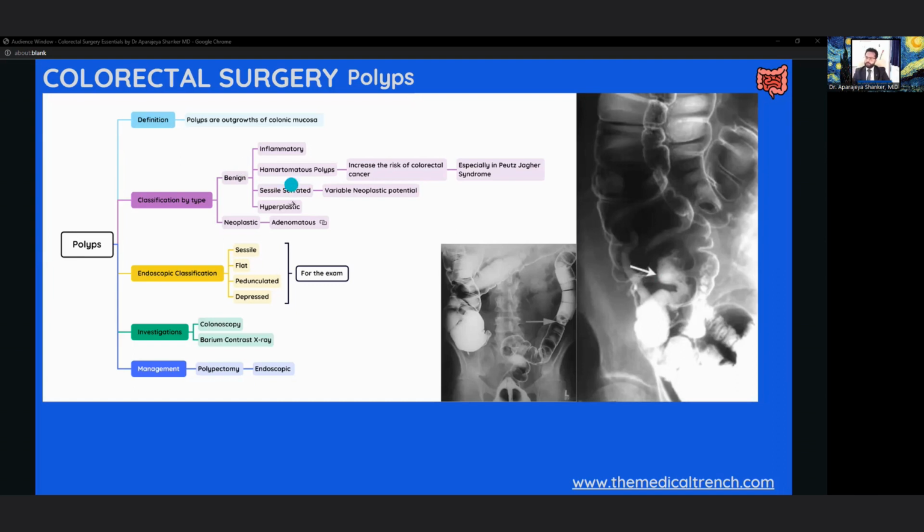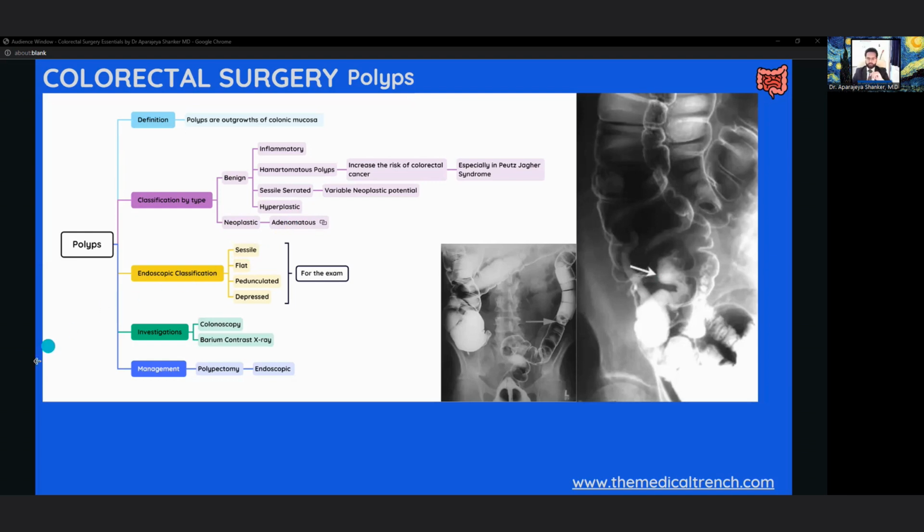and send it to the pathologist, who can tell you what type of polyp it is, right? You can have inflammatory polyps, which can sometimes increase the risk for cancer, but mostly it is hamartomatous polyps. And sessile serrated polyps don't really have very good neoplastic potential. Hyperplastic polyps almost never cause malignancy. They cause perforation and obstruction more than malignancy. The most common and highest risk for neoplasia is through adenomatous polyps.